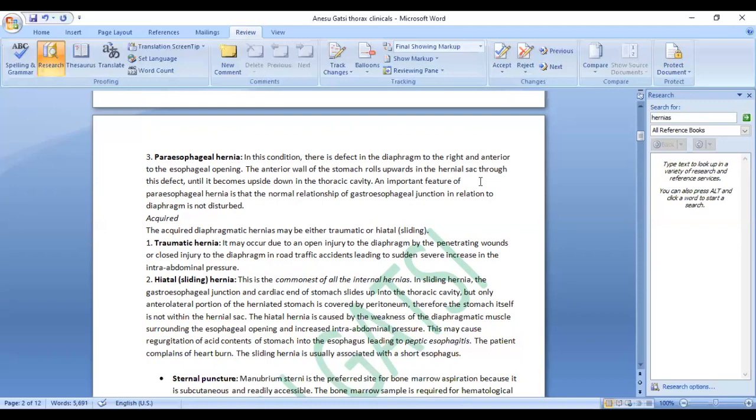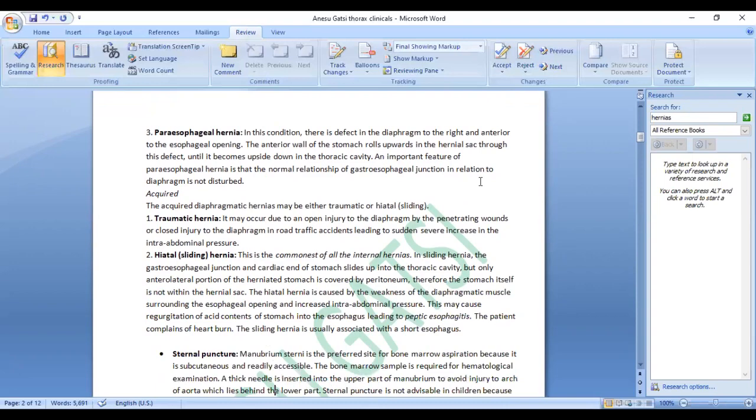So it is mainly caused by weakness of the diaphragmatic muscle surrounding the esophageal opening and an increase in intra-abdominal pressure. So you then have the esophagus actually sliding upwards, as well as the stomach. This condition is also associated with what is known as short esophagus, where the esophagus is actually short. So you're more likely to have the stomach herniating through the esophageal opening.